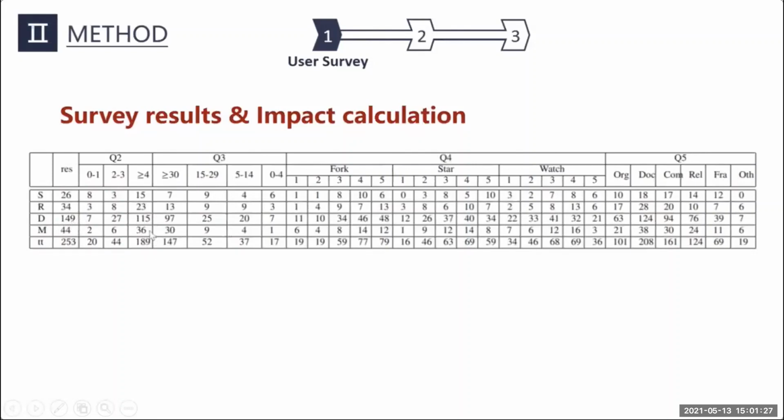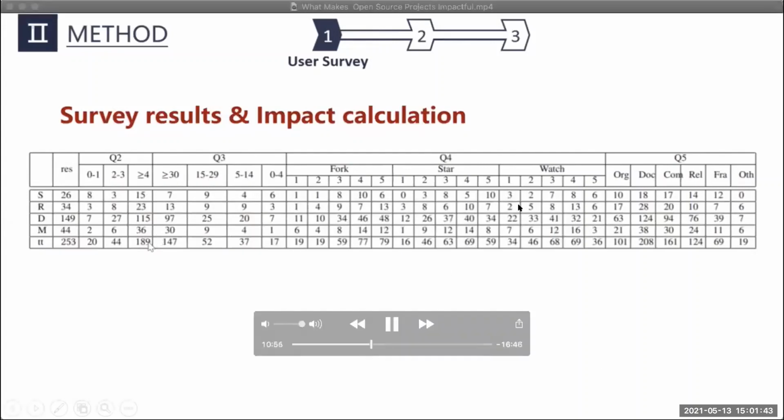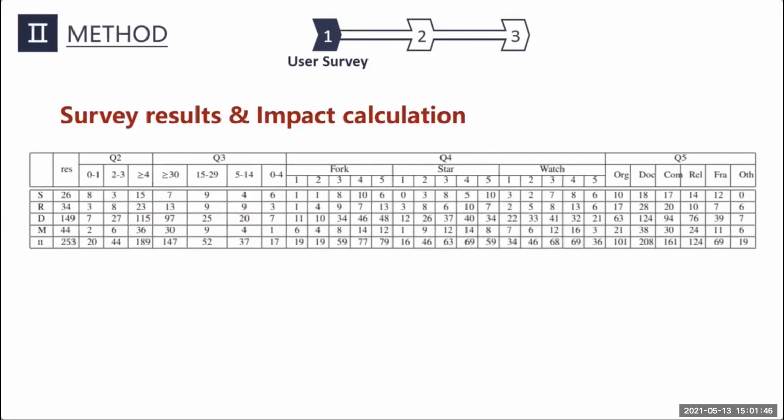As for the second question, that is, how many GitHub projects have they contributed to in the past 2 years? Most of the participants contributed to more than 4 projects in the past 2 years, which means they are quite active in the community. The third question is about how frequently the participants visit GitHub. We can observe that more than 199 of the participants visit GitHub at least every other day, which again means they are quite active in the community.